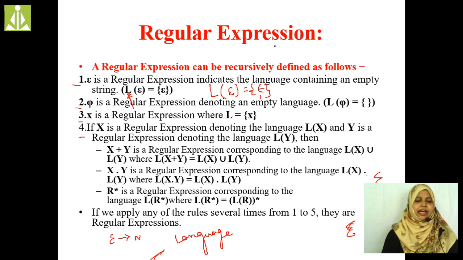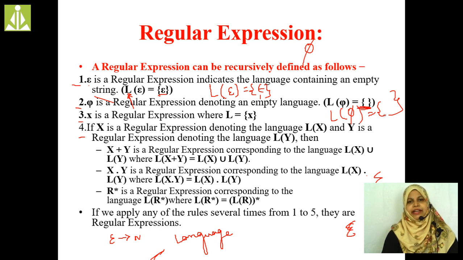Next, if phi is a regular expression, then it denotes the empty language. See the difference: in the previous case epsilon is the empty string, but here phi is an empty language. Here nothing is present in this language. L of phi equals the empty set. That particular language is not going to accept anything, right? This is the second rule.